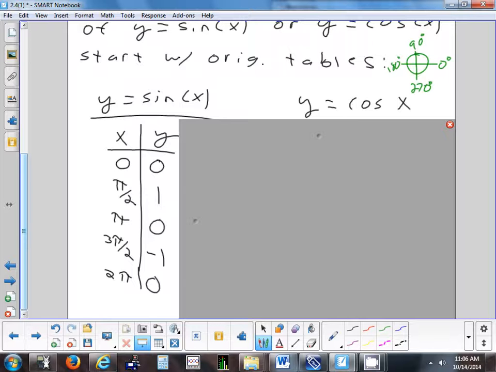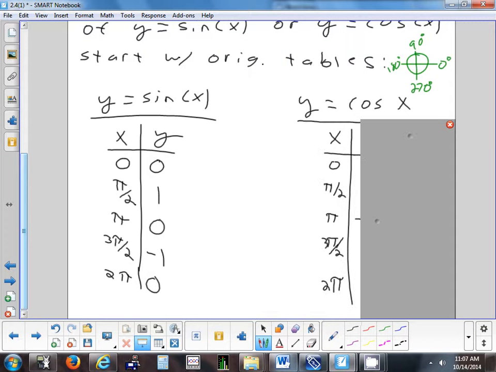When we go to pi, the y value goes back to 0. When we're at 3 pi over 2, or 270, the y value hits its lowest at negative 1. And then 360, or 2 pi, that's a repeat of 0. So the first point and the last point are repeats of each other. So these are the original 5 points of the sine function that'll help you to graph it before you do any transformations. These are kind of your starting points.